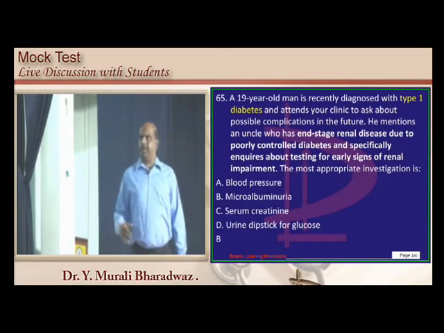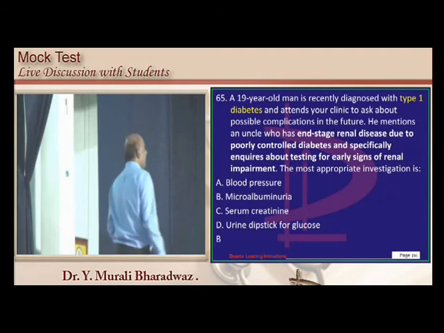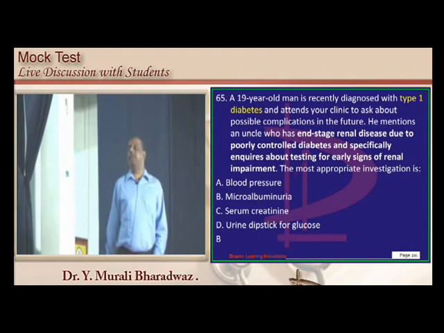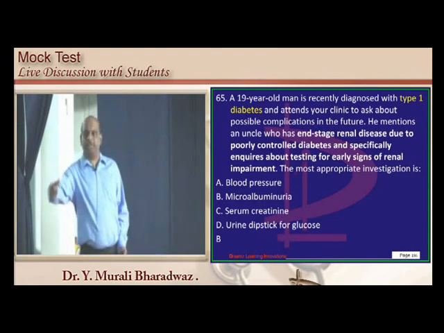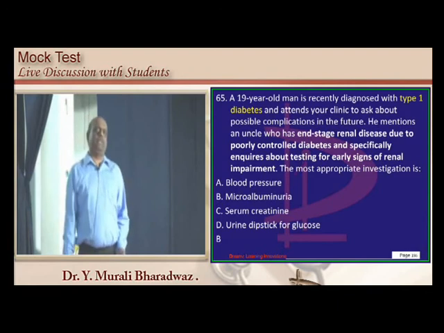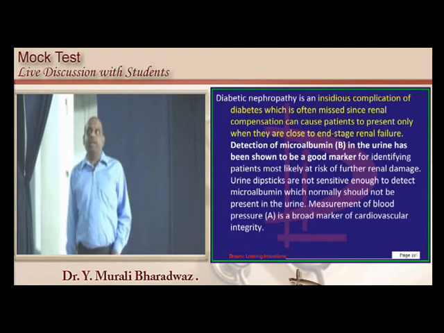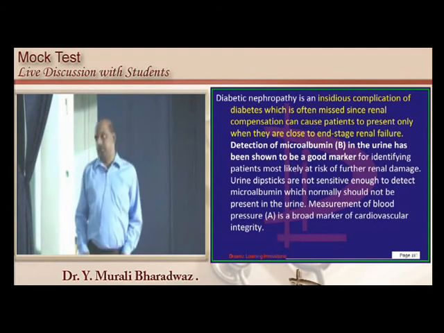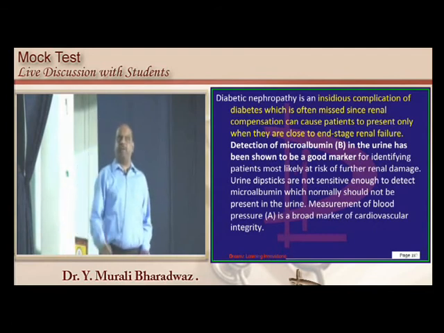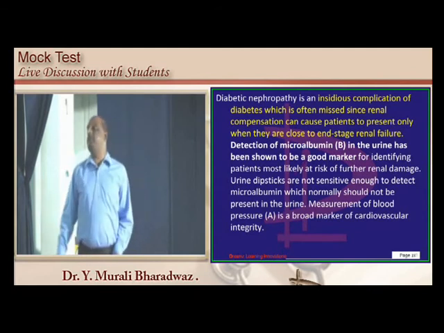A 19-year-old type 1 diabetic individual had been treated with, is worried about diabetic nephropathy. What is the best way that you can monitor for a possible development of diabetic nephropathy? Is the microalbuminuria. That's the reason the urinary protein creatinine ratio is a gold standard for early diagnosis of the microalbuminuria.